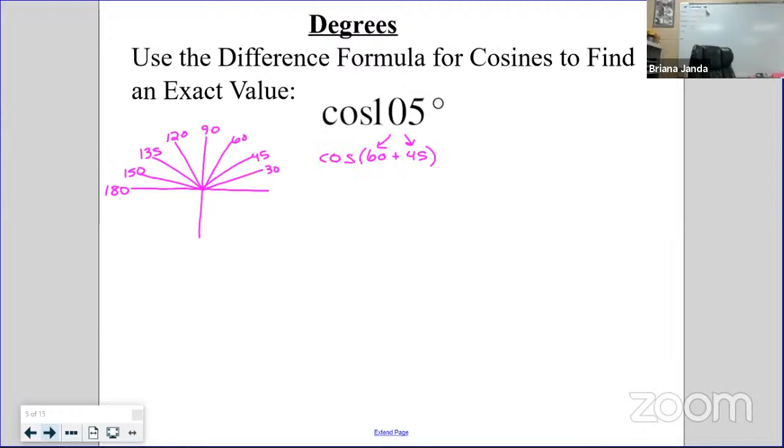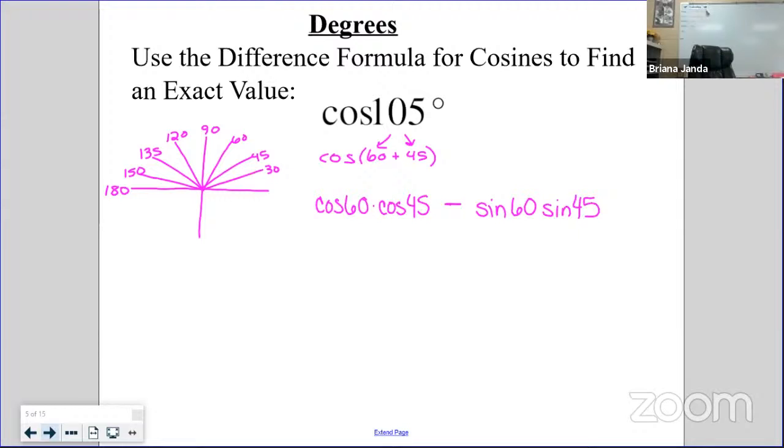Okay, so again, we go to our identity sheet. I go find that formula for the cosine of a sum. And that formula says that we do the cosine of the first angle times the cosine of the second angle minus sine of the first angle times sine of the second angle.